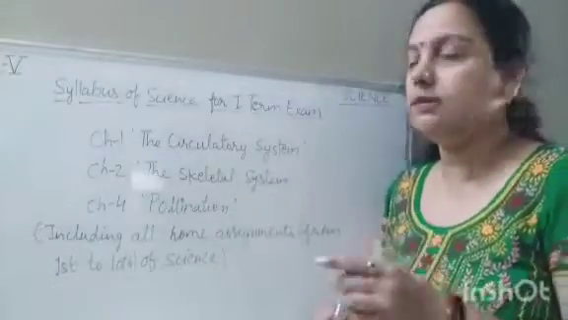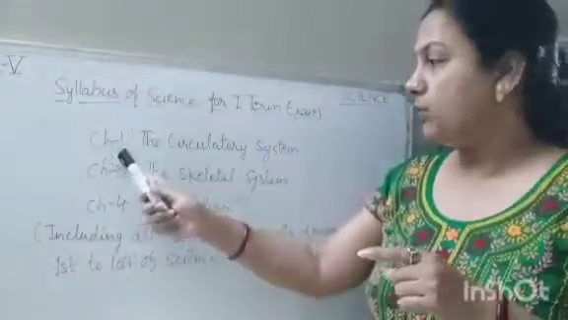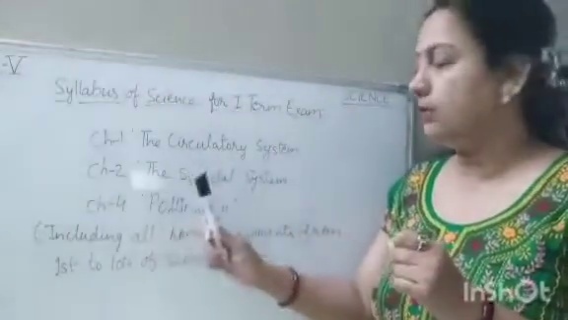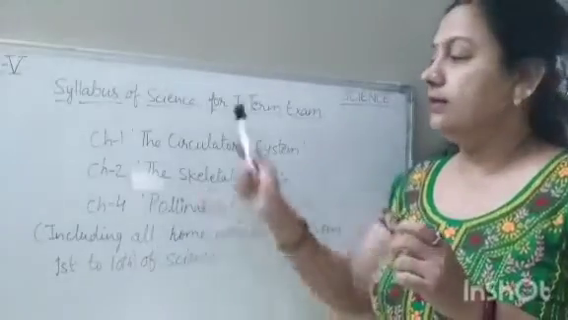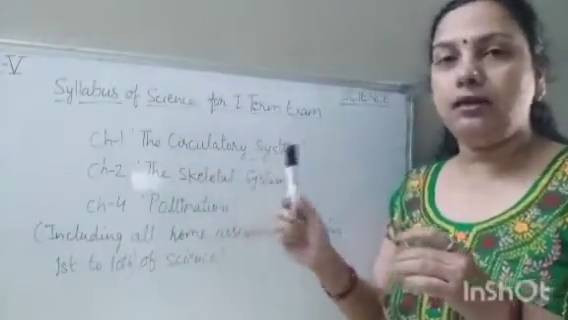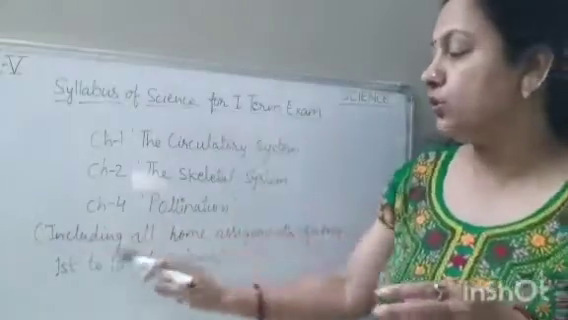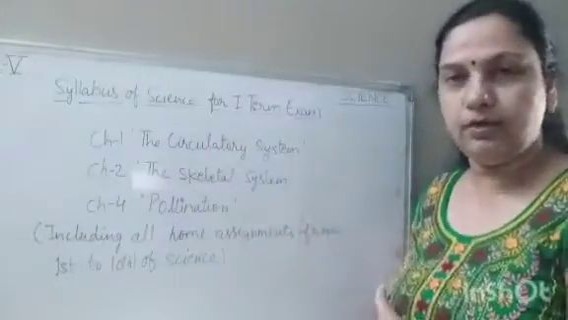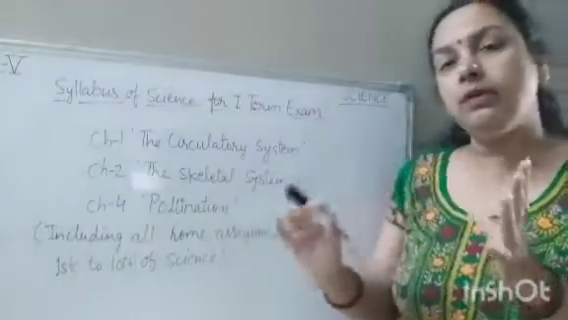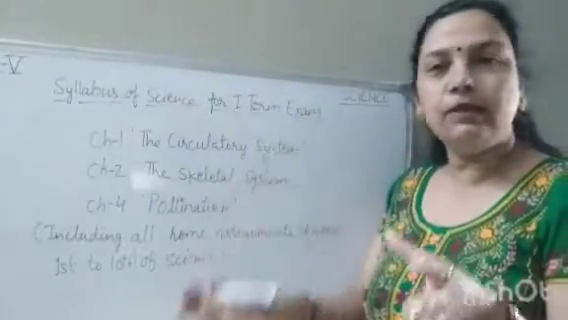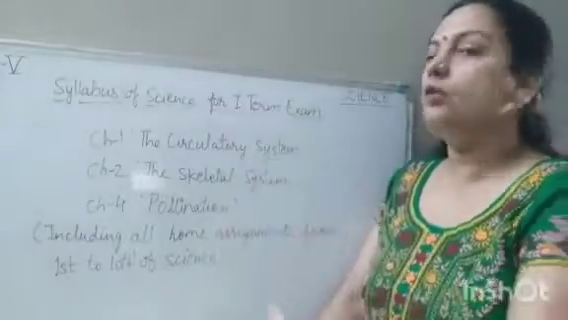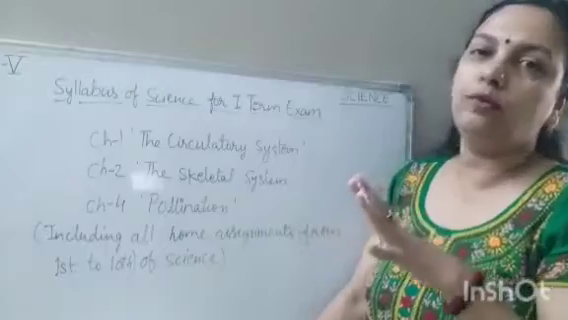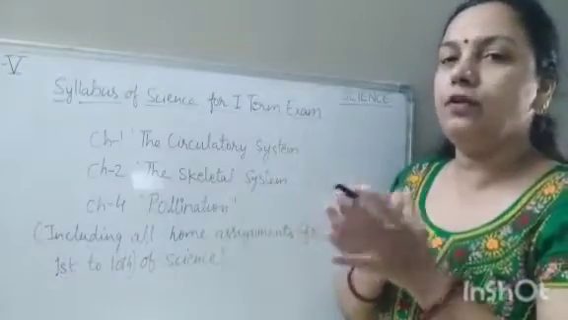Okay. Now children, we have done all the assignments, and if we talk about the syllabus of science for first term exams, chapter 1 the circulatory system, chapter 2 the skeletal system, and chapter 4 pollination. These 3 chapters are coming in your exams, including all home assignments from 1st to 10th home assignment. Okay, so children, whatever we have done in our home assignments, whatever is in your chapters in your book, all the things you have to prepare very carefully for the exam.